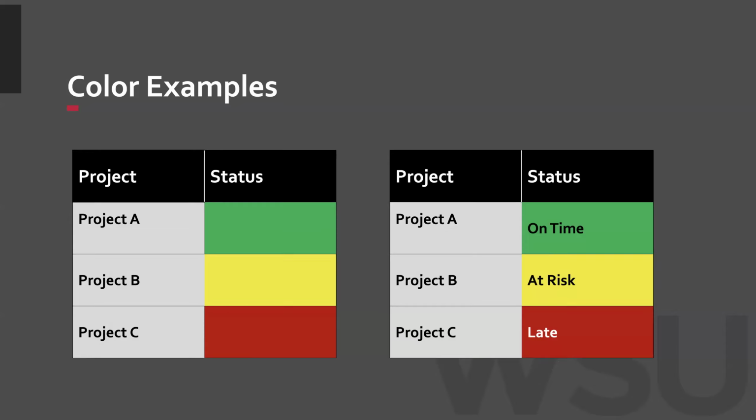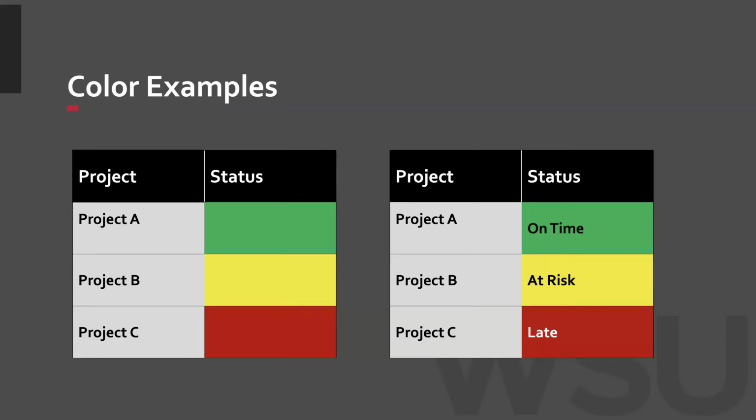And under the status column, we are only using color to identify the status of the project. So Project A has green with no text, Project B has yellow, and Project C has red. This is an example of using color alone to convey meaning. If somebody was colorblind, they would not know what these colors meant.